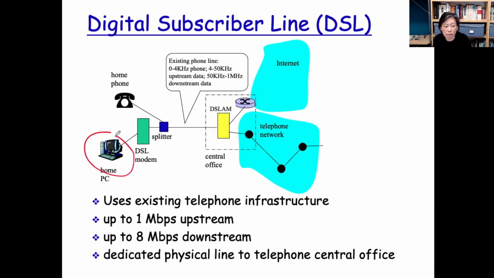Generating emails from our home PC and sending them to a friend somewhere else, also connected to the internet. Now, to allow a home PC to connect to the internet, we borrow the telephone infrastructure, particularly the cables and the wires in the buildings and under the street, so that we can send the data to the central office of the data network providers here.